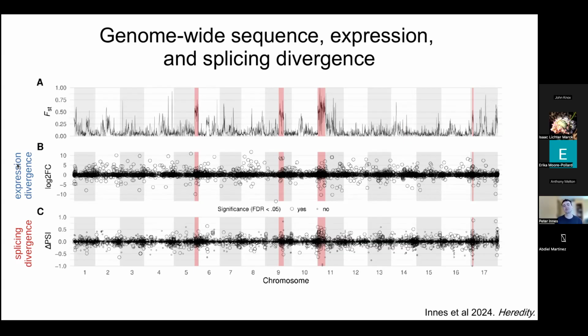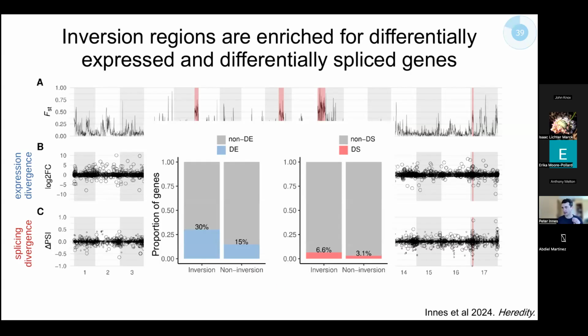Okay, and when it comes to expression divergence, so divergence in transcript levels in panel B, as well as splicing divergence in panel C, basically larger absolute values indicate larger difference between the ecotypes in overall transcript levels or in isoform proportions for panel C. And likewise with splicing and expression, it's kind of noisy, but the main takeaway here is that there seems to be a lot more differences within these same inversion regions. And that is the case.